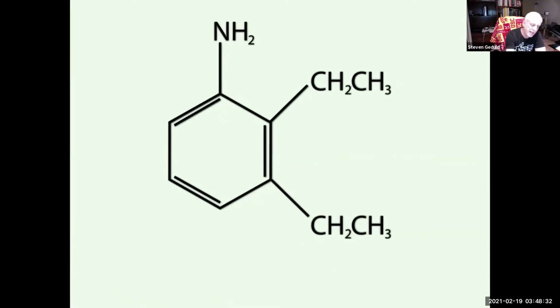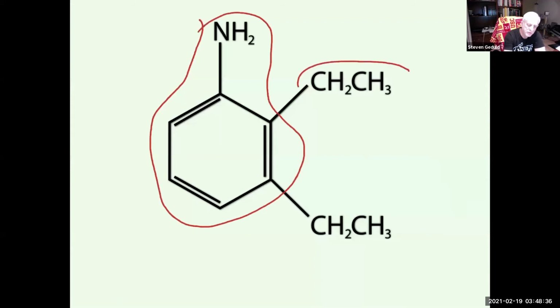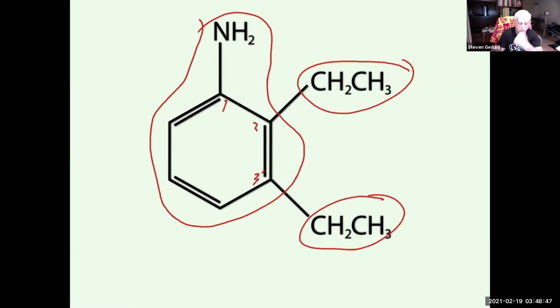So again, here's aniline. And there are 2 attachments attached to it. This is always number 1 once there's a special function like aniline. So 2, 3. So you have 2,3-diethylaniline. Okay, 2,3-diethylaniline. Or is this ortho, meta, or para?